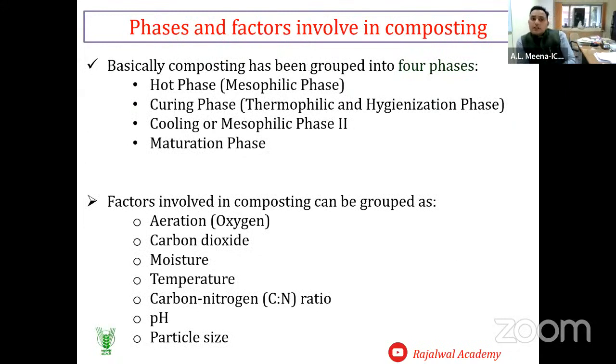Today we will discuss the phases and factors involved in the composting process, because many of the composting methods you already know. If we talk about the phases, there are four. First, when you prepare the compost with fresh material, the temperature will be high because several types of microorganisms are involved. Then it converts into the thermophilic phase, where the temperature goes even higher and the material is degraded. Then the cooling phase comes, and finally the maturation phase, where our final compost is prepared. There are several factors involved in the composting process.